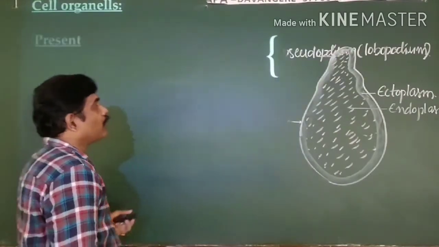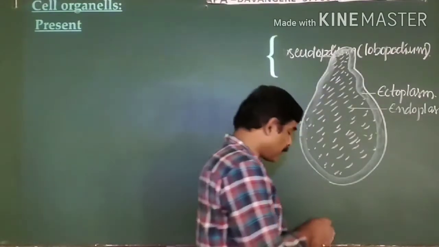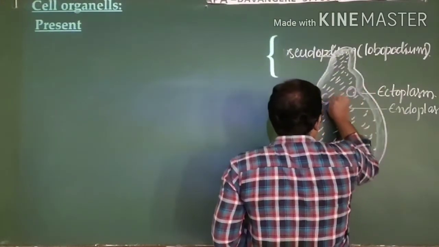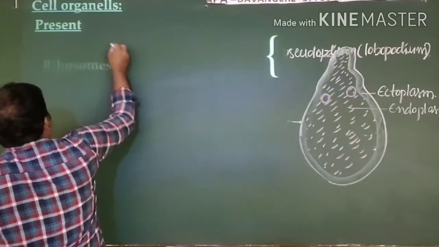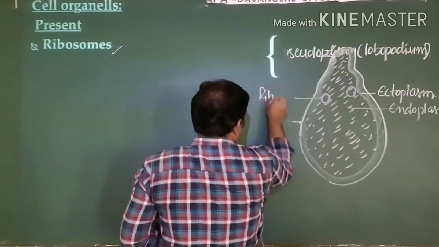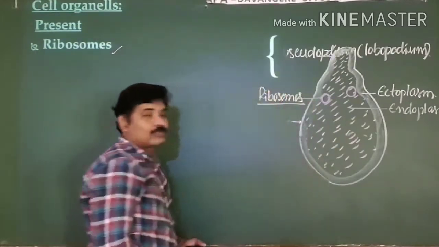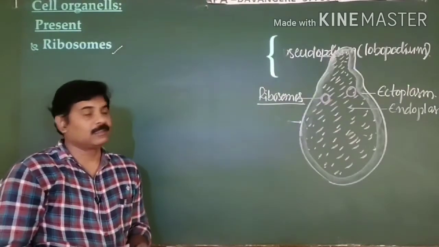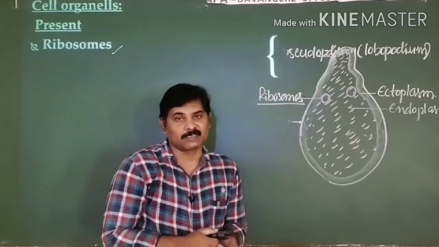First, it has ribosomes in its cell cytoplasm. You know from the first PU, when you studied cell biology, that ribosomes are the cell organelles majorly involved in protein synthesis.